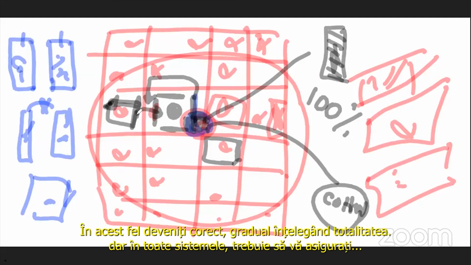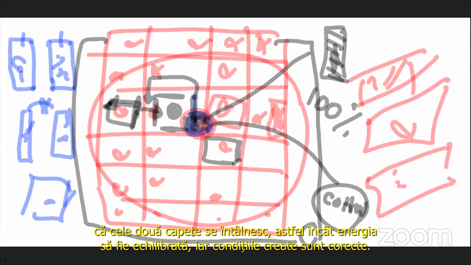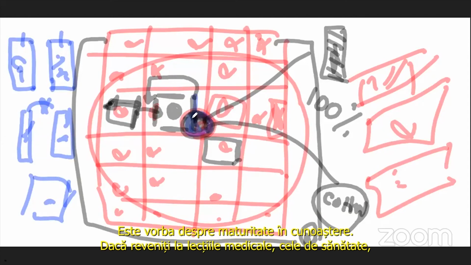This is how you become correct. Gradually understand the totality. But in every system, you have to make sure the two ends meet. That the energy is balanced, the conditions created are correct. Now, you can see the operation between the physicality system and the soul system. It's the maturity in the knowledge.